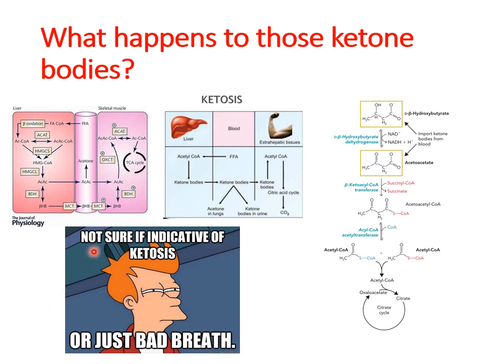The reason why it says not sure if indicative of ketosis or just bad breath, you see here when you have this conversion to ketone bodies, them traveling through the blood, going to muscles and tissues to convert back to acetyl CoA and back to get energy in the citric acid cycle. Where you notice with ketone bodies over here in the blood, when they're moving around, you also end up with ketone bodies in urine and you end up with acetone in your lungs from ketogenesis.